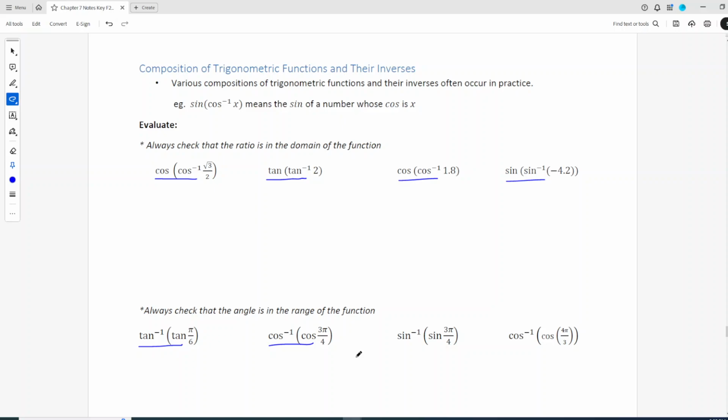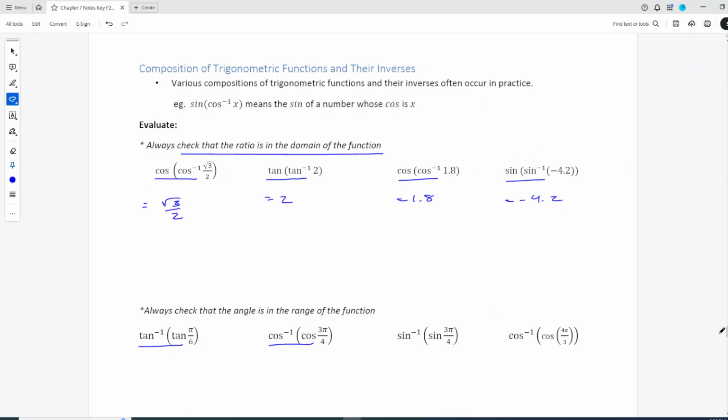It's kind of like squaring and square rooting. And so what most people go is, okay, well, if they undo each other, the answers are root 3 over 2, 2, 1.8, and negative 4.2. And they're like, ah, done. Not the case. When they write these questions, what they're checking is that you aren't just doing that, and that you are checking that the ratio is in the domain of the function.